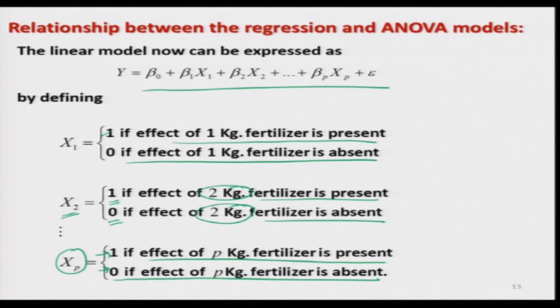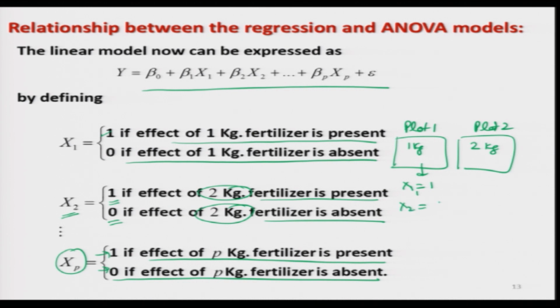So, what are you going to do? For example, if you have two plots, and suppose here you give 1 kilogram of fertilizer and here you give 2 kilogram of fertilizer, and these are the only two choices. So, this is my plot number 1 and this is my plot number 2. For plot number 1, x 1 will take value 1 and x 2 will take value 0, and in plot number 2 x 1 will take value 0 because the quantity of fertilizer given is 2 kilogram. So, when the value is 2 kilogram, then the value of x 1 is going to be 0 and the value of x 2 is going to be 1. So, this is how the observations are going to be assigned when we are trying to conduct the experiment.